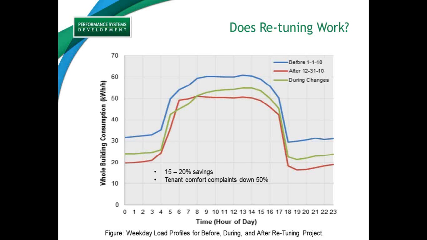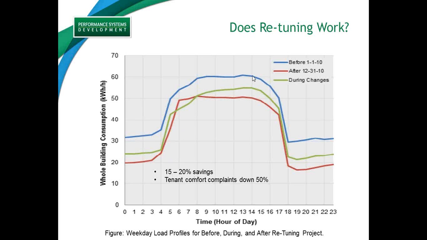So in this example here, this is one study. They found about 15 to 20% savings just from taking the building through this retuning process, and they used the eCam tool to show whole building consumption, weather normalized, and this is interval data here, but they did the weather normalization analysis to come up with their savings.